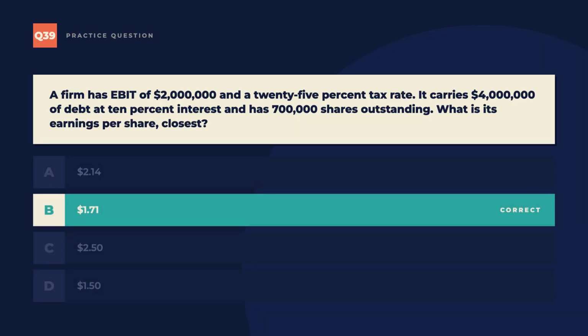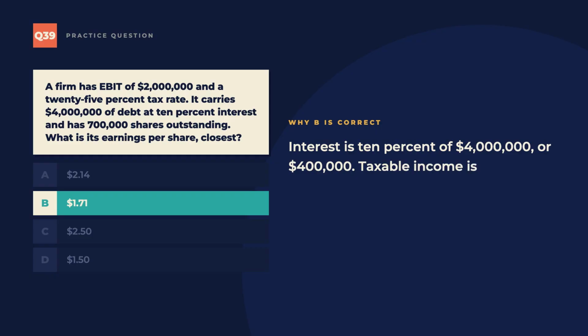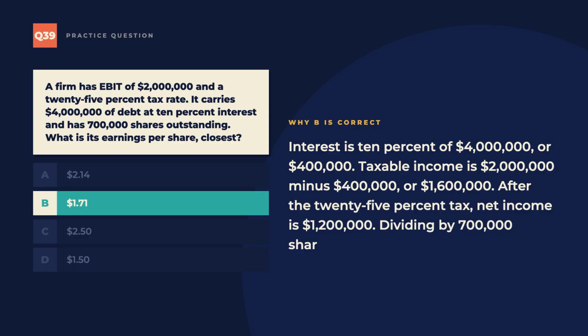The correct answer is B. 1.70. B is correct because interest is 10% of $4,000 or $400,000. Taxable income is $2,000 minus $400,000 or $1,600,000. After the 25% tax, net income is $1,200,000. Dividing by 700,000 shares gives about 1.71 per share.